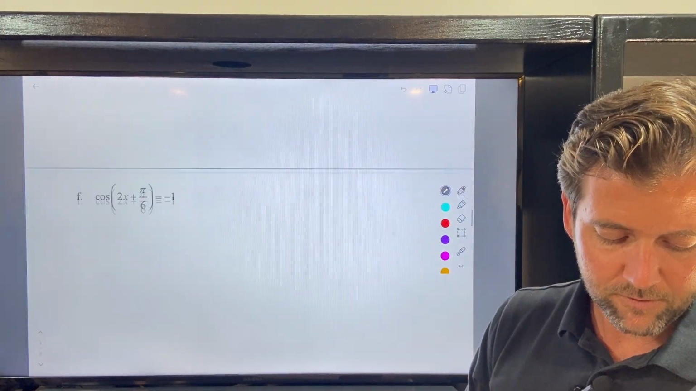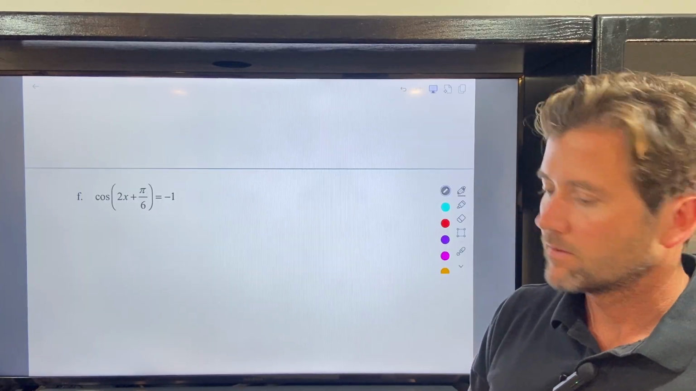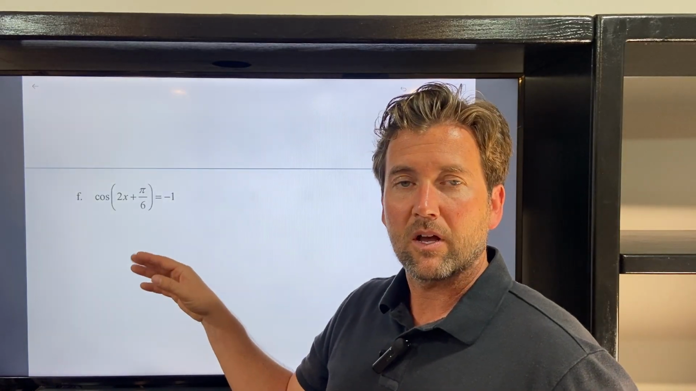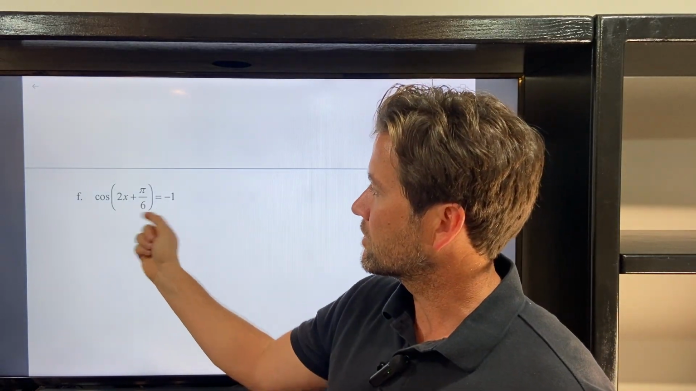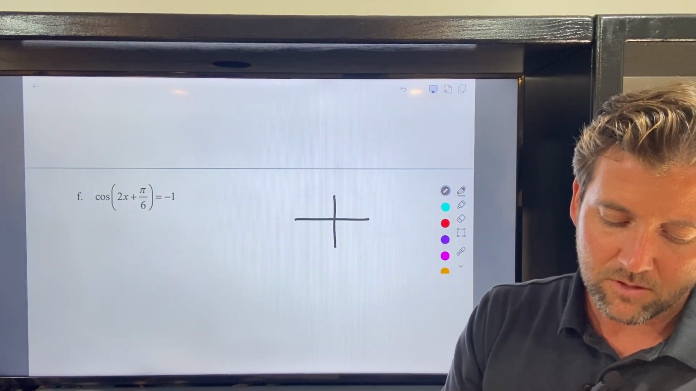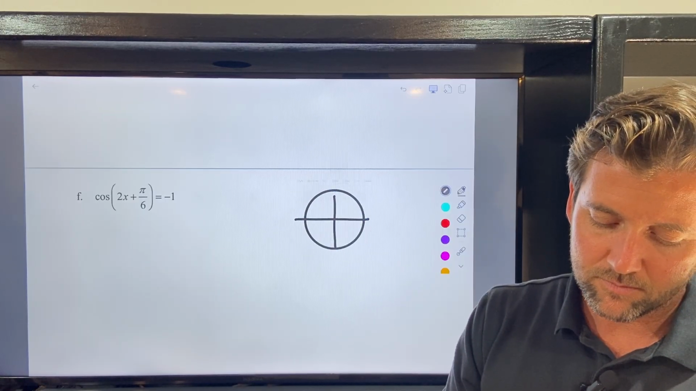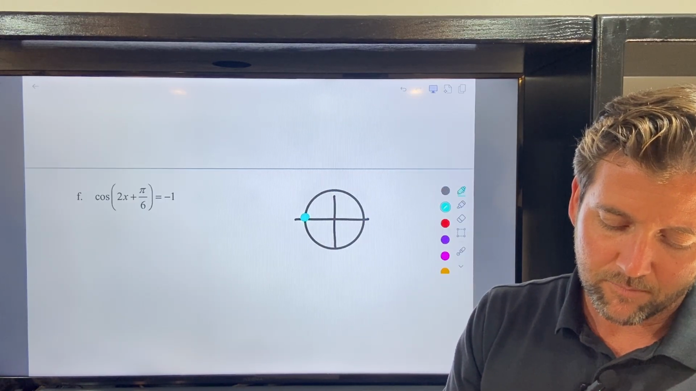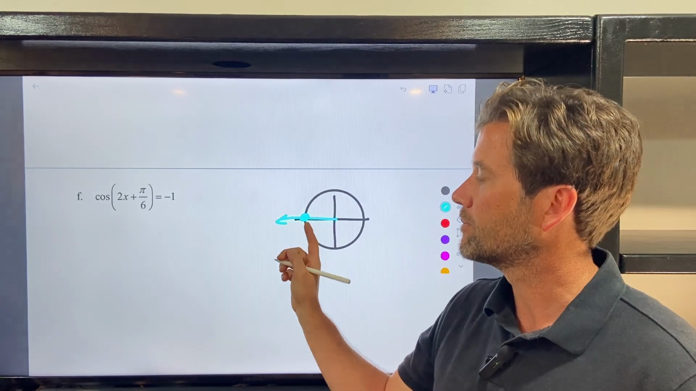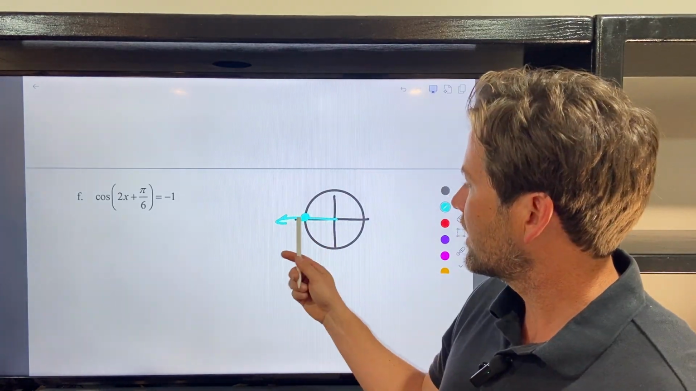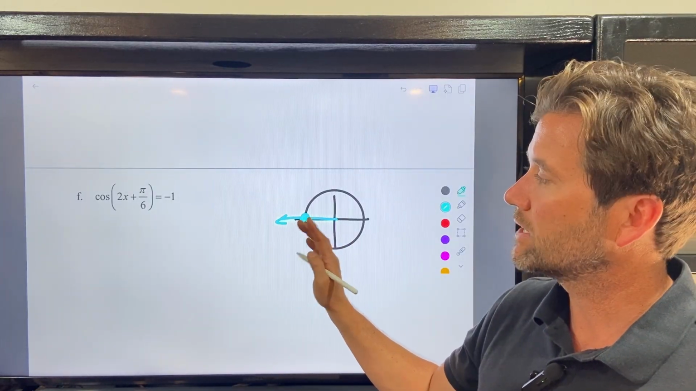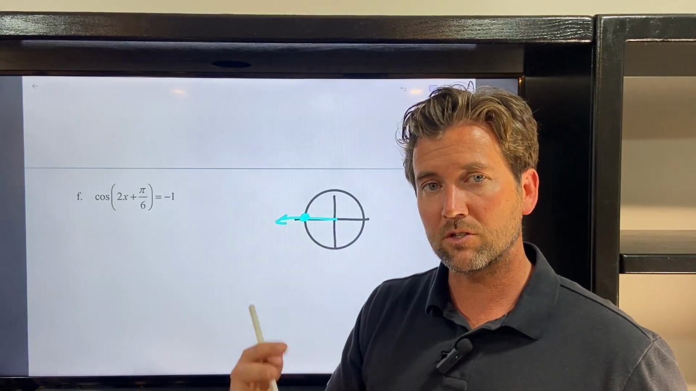All right, part F. Okay, so I could take the arc cosine of both sides. My preference would be, though, to just graph this. When I see cosine, I'm familiar with an x-coordinate on the unit circle of -1. That's right here. This is the only coordinate on the unit circle with an x-coordinate of -1. And so this angle is pi. Now, my solutions are supposed to be in between or including 0 up to 2 pi.